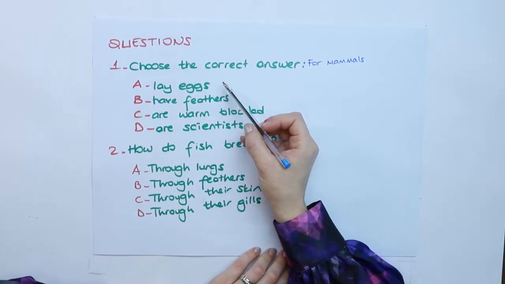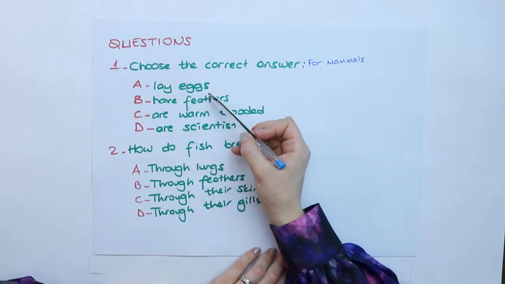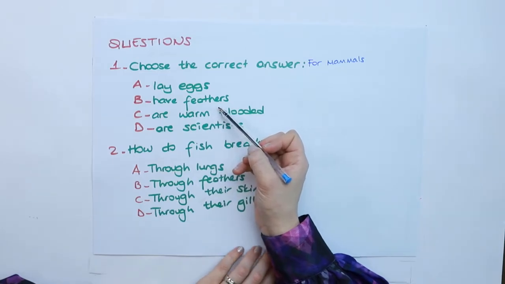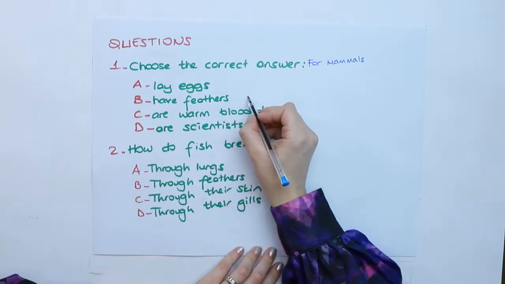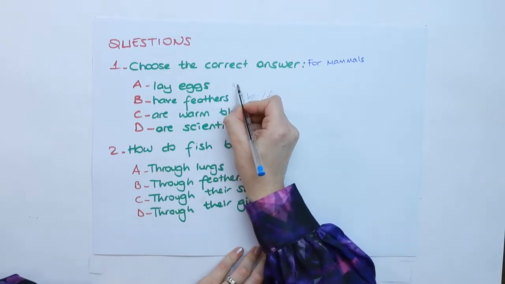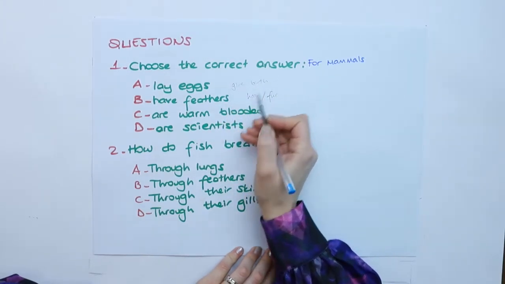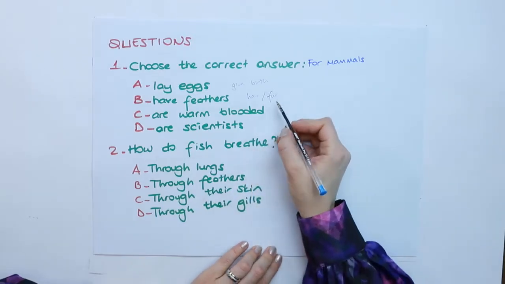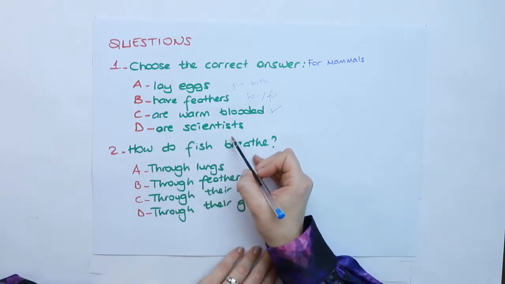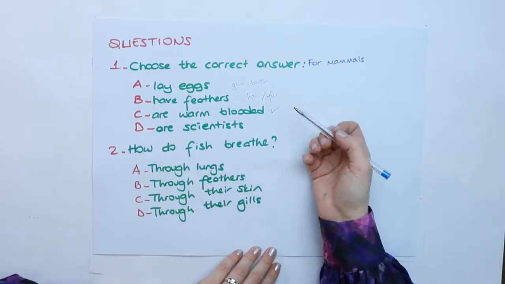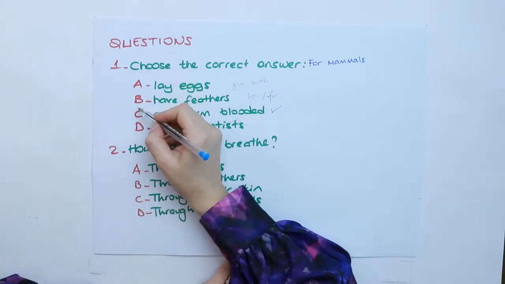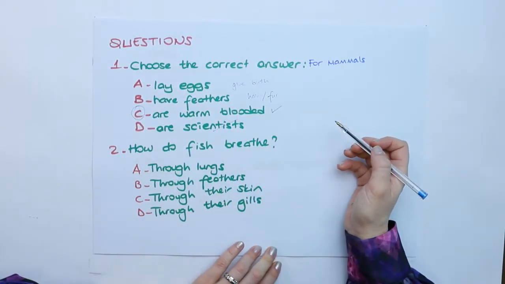Lay eggs. I know that mammals don't lay eggs, they give birth. Mammals have feathers. No, they don't. They have hair or fur. They give birth. Are warm-blooded? Yes, that's a correct answer, but I'll go on anyway. Are scientists? I know that being a scientist is an occupation, so I don't choose that. It's irrelevant, so I choose C.